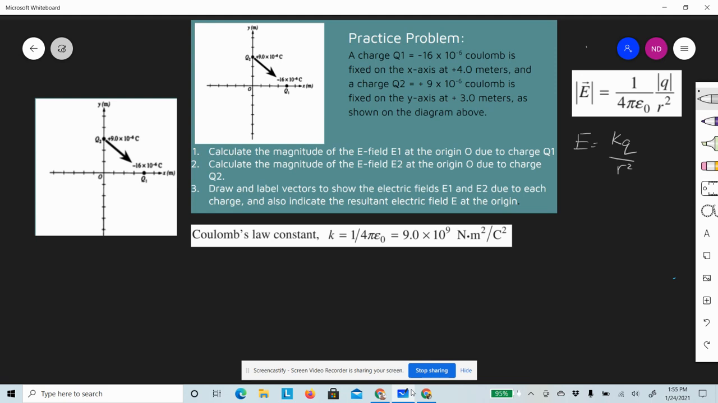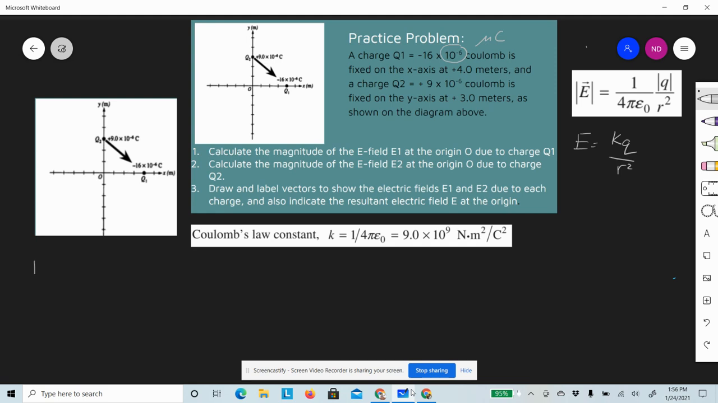So we've got this charge Q1 of negative 16 microcoulombs, times 10 to the minus 6, that's a microcoulomb, fixed on the x-axis, and this is 9 microcoulombs. One's negative, one's positive, fixed at this point, 3 meters. Question 1: calculate the magnitude of the E field at the origin due to Q1.